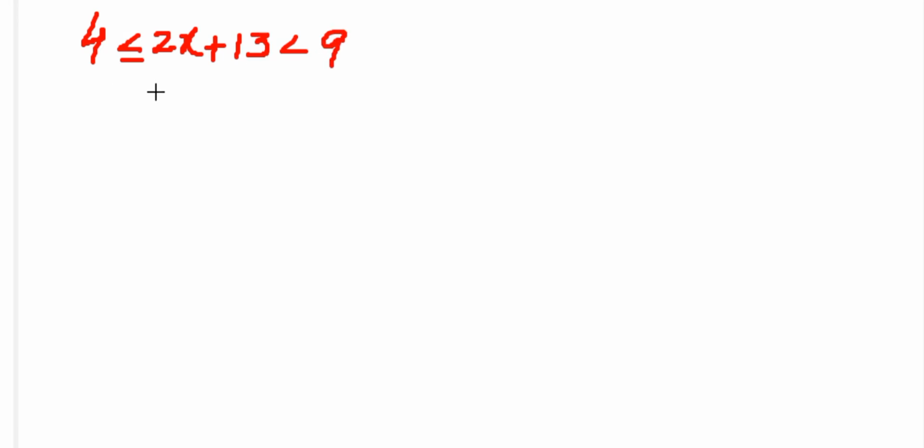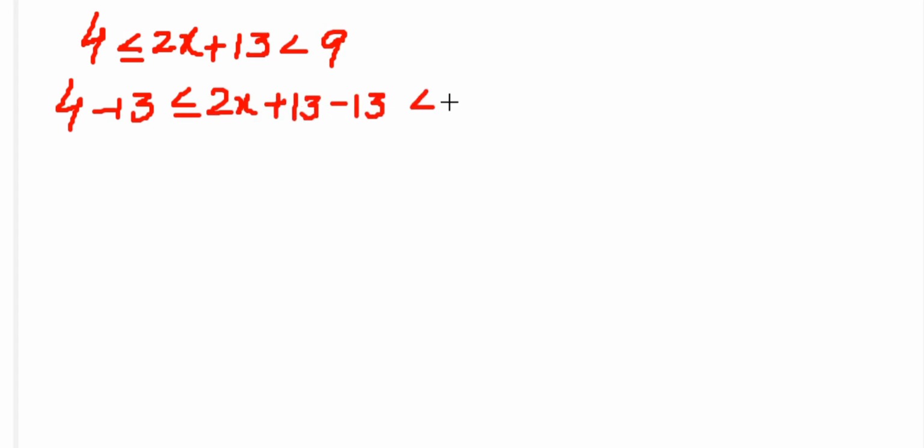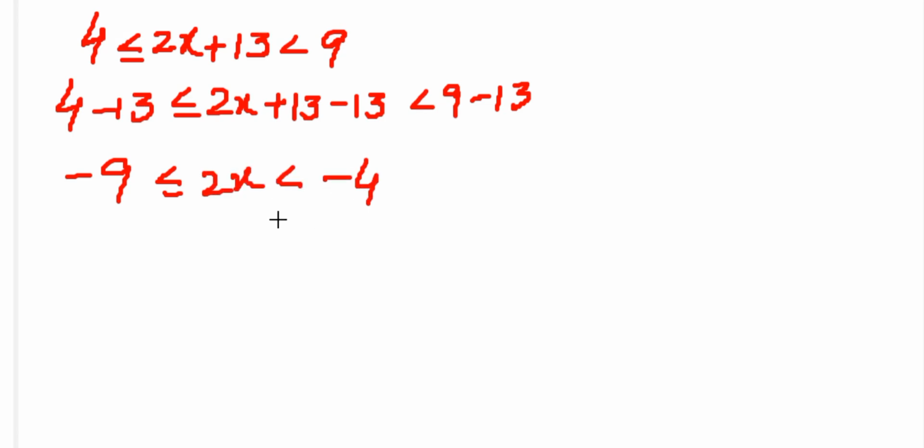By subtracting 13 from each side, we have 4 minus 13 less than or equal to 2x plus 13 minus 13 less than 9 minus 13 here. This will become minus 9 less than or equal to 2x less than minus 4. By dividing both sides by 2, we have minus 9 by 2. This will become minus 4.5 less than or equal to x less than minus 4.